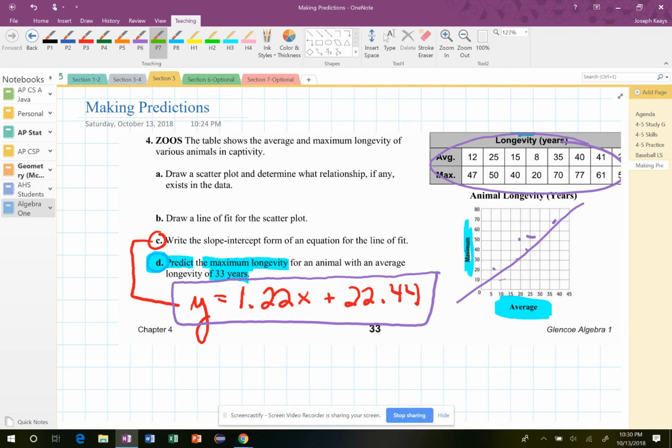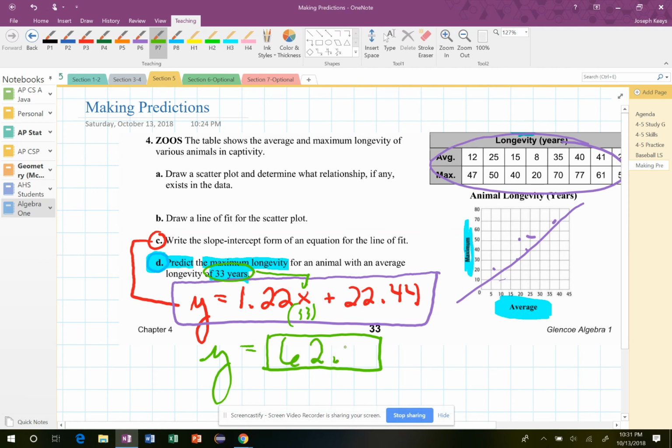So this number right here, 33, is the x-coordinate. That's what we're going to be plugging in to this formula, and voila, it's going to give us the predicted maximum longevity for that animal. So I get my calculator out, I go 1.22 times 33. They're asking us to make a prediction for 33 plus 22.44. Don't forget to add on the 22.44, and what do you know? You get a predicted 62.7.